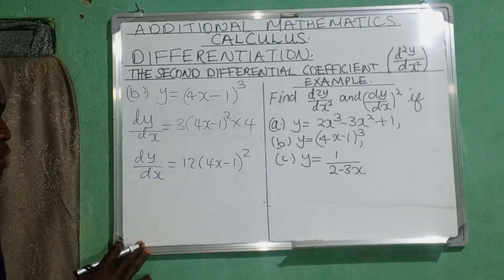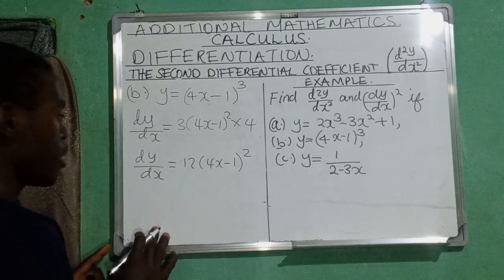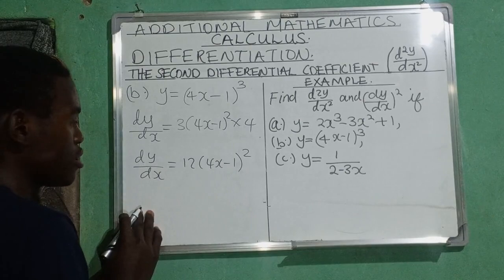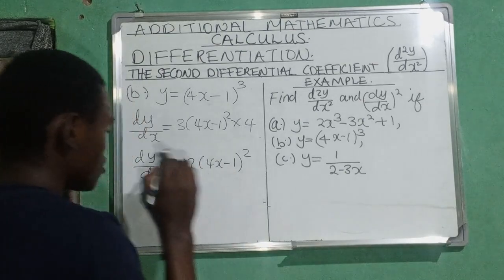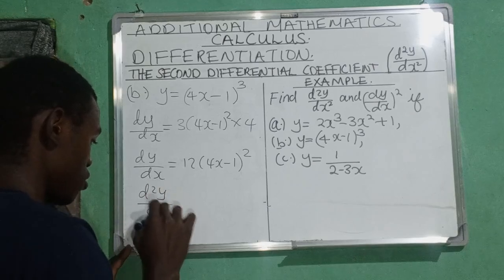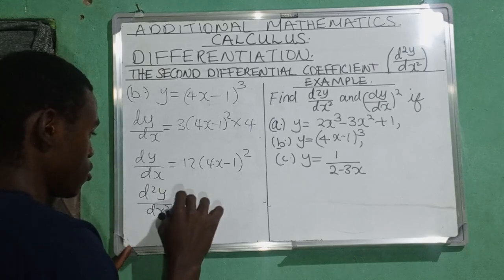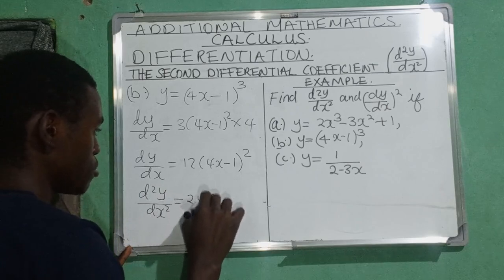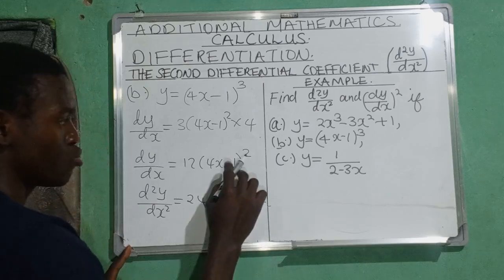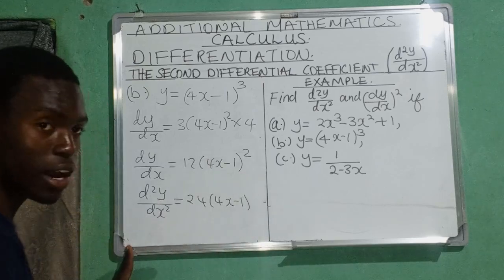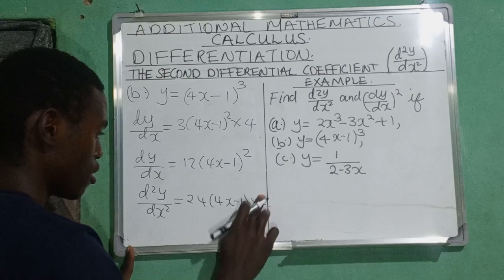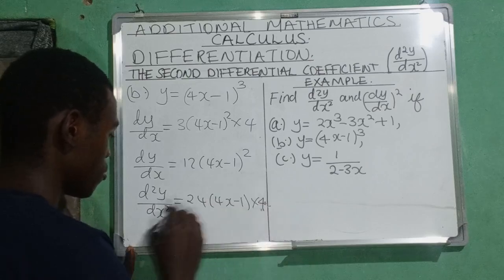So 12 multiplied by (4x minus 1) raised to the power 2. This is your dy/dx. Then your second derivative is when you differentiate this again. So d2y/dx2 is equal to 24 multiplied by (4x minus 1). Two, the power 2 minus 1 will be the power 1, and then the derivative of the core will be 4. This number here is 4.